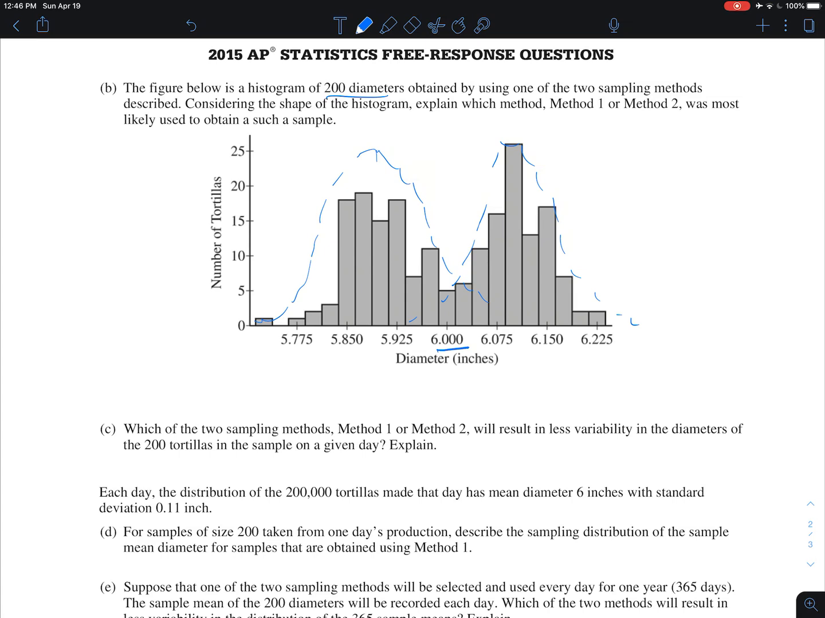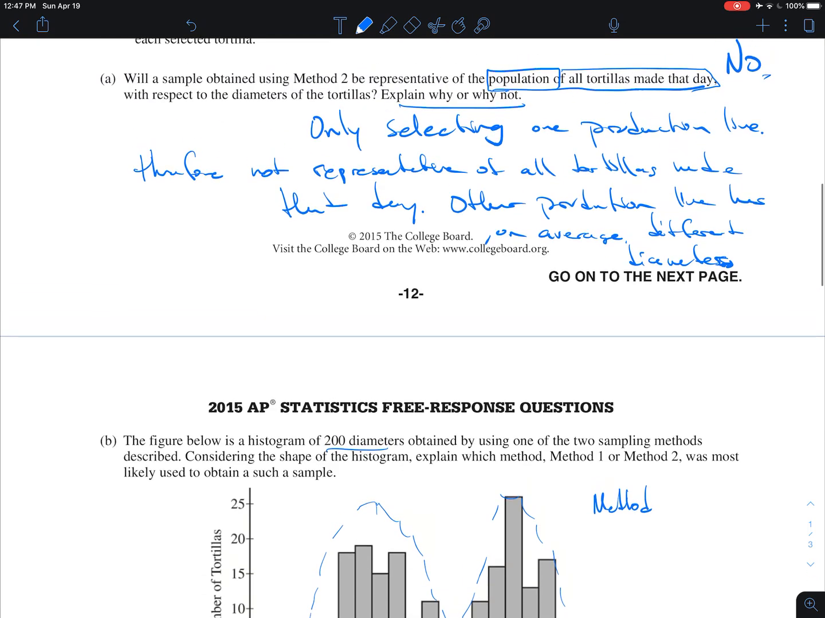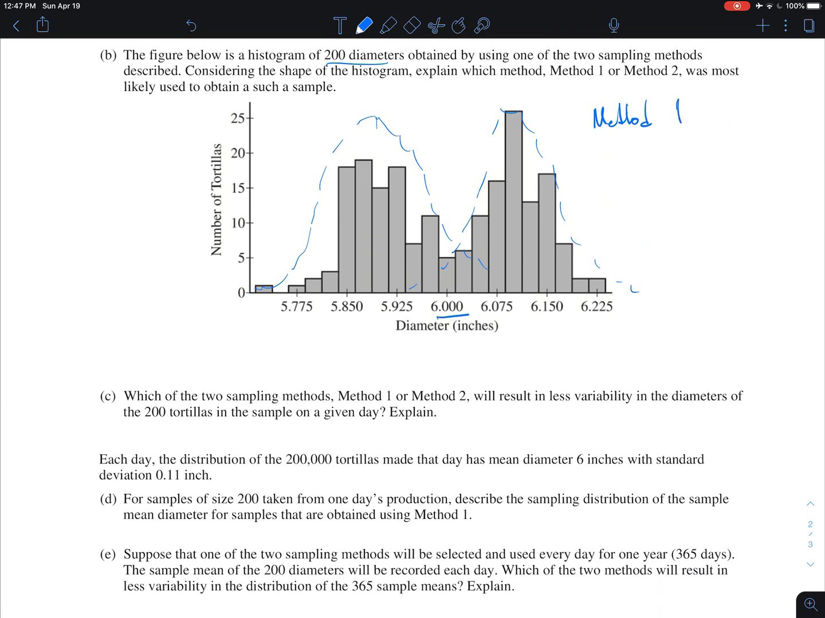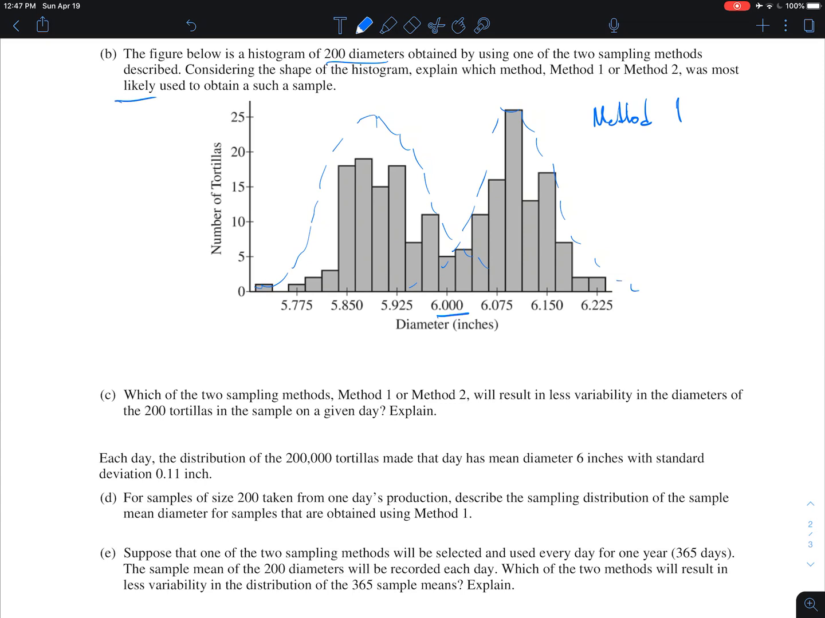So it looks like, to me, that it wasn't just one of the production lines being selected. It looks like tortillas were selected from both to get this, what else I'll say is roughly bimodal looking shape here. So part B, we'll say method, and if we go back, that was 200 from all. So that's method 1. Method 1 is most likely.